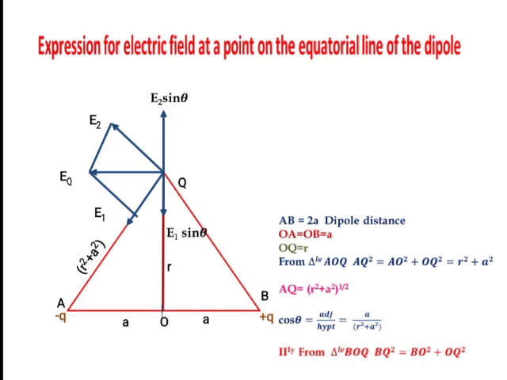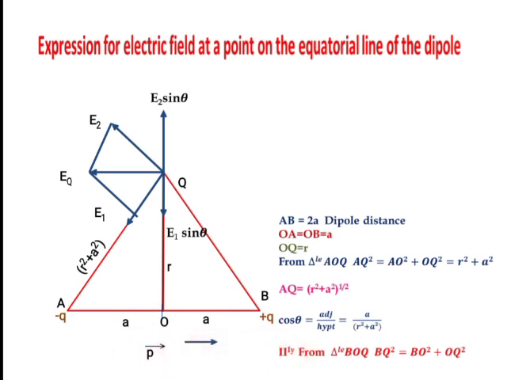Then the distance of this AB is 2a in total. 2a is the dipole distance. Suppose we split like this, the AO distance is a, and the OB distance is a. Then what is the dipole moment? This is the direction of the dipole moment. The dipole moment is denoted by p. It is a vector quantity. Why like this? Because the dipole moment is always from the negative charge to the positive charge. So that is the reason this is the direction of the dipole moment.